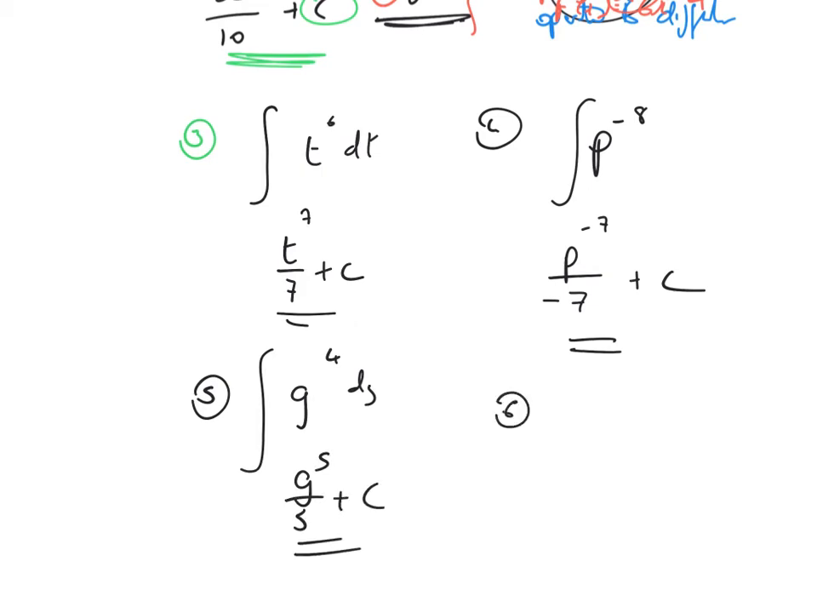Let's try an example 6. We're going to integrate phi to the minus 11 d phi. Okay, add 1 onto the power, divide by my new power, plus the constant of integration.